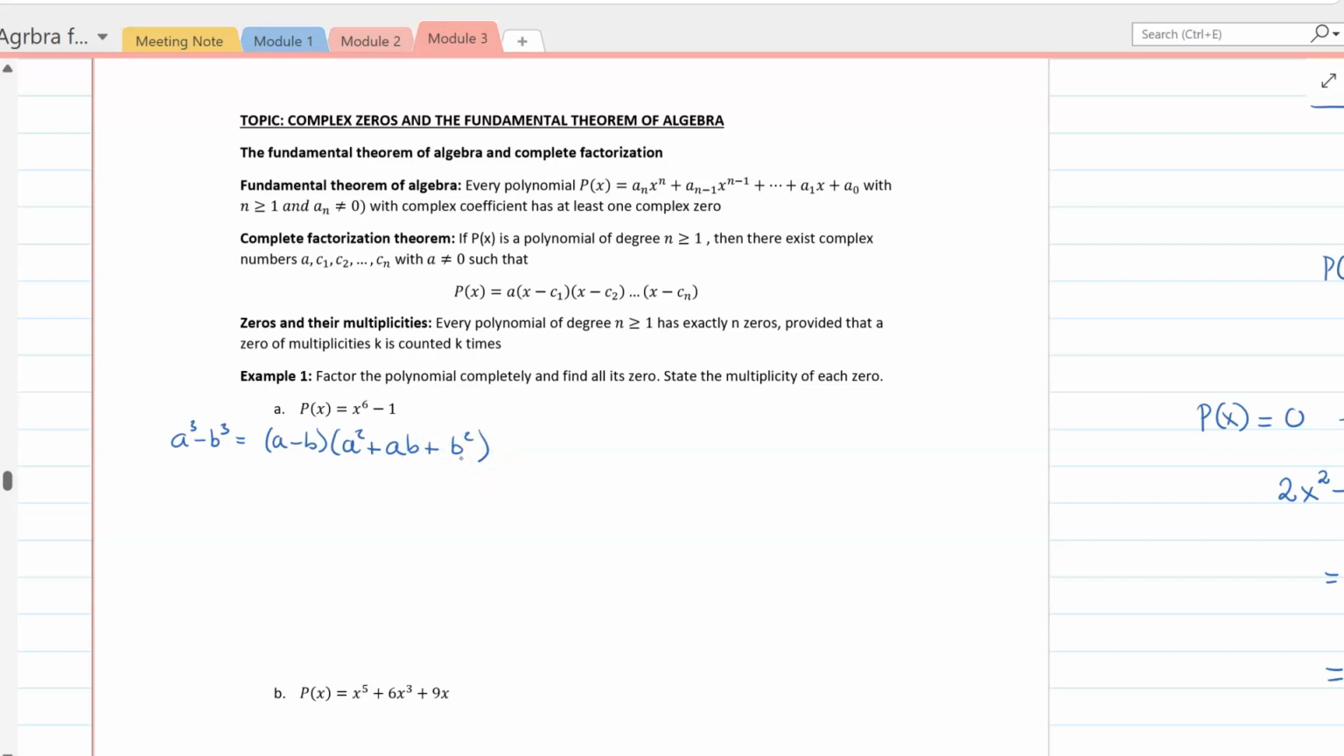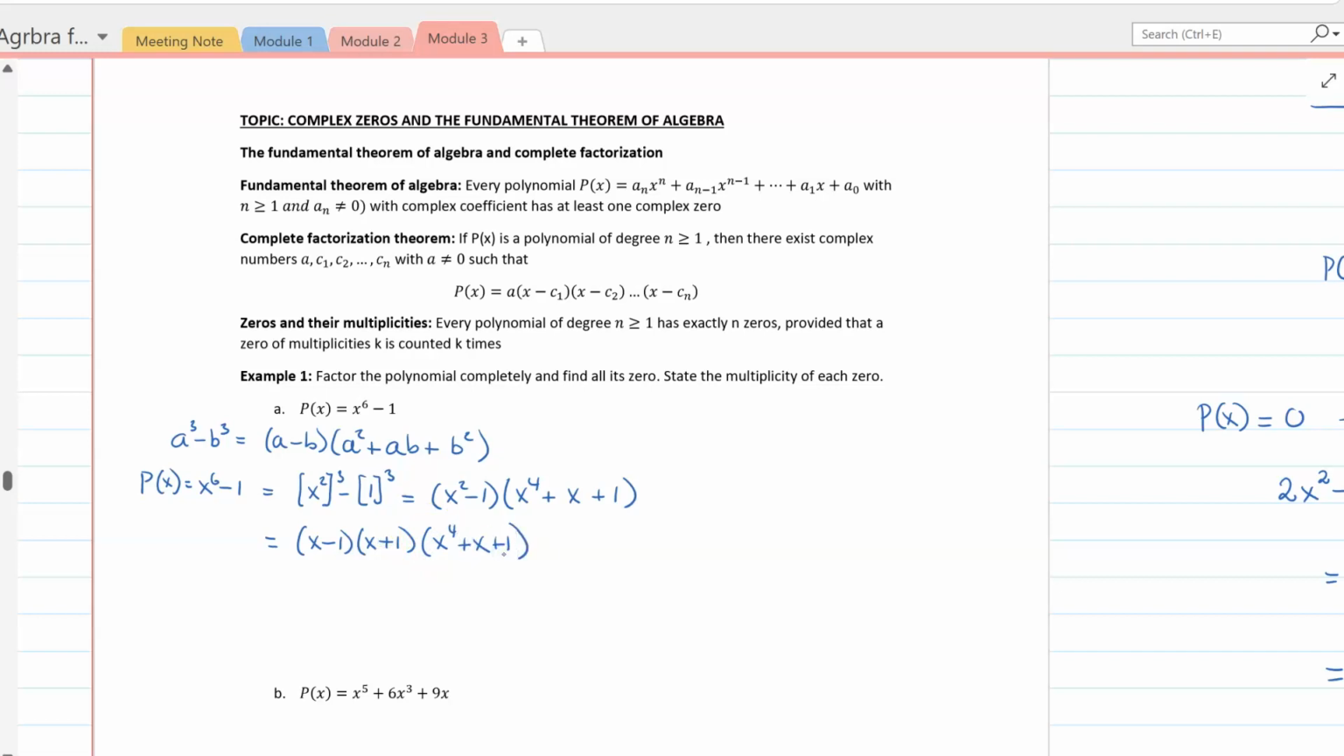I can then rewrite x to the 6 minus 1. So x to the 6 minus 1 is the same as x squared to the third minus 1 to the third. I can factor this as x squared minus 1 times x to the 4 plus x squared plus 1. x squared minus 1 is the difference of two squares, so that is x minus 1 times x plus 1 times x to the 4 plus x squared plus 1.